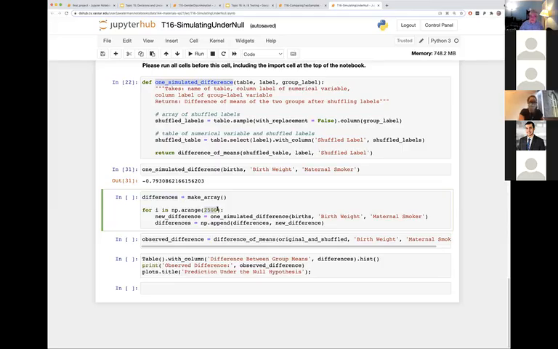This simulation takes a long time because we're creating a new table for every simulation, and we're doing the random shuffling. And then we're just going to call our simulate one difference function to generate our new statistic. We're going to save that as new difference, and then append that to our differences array. So by the end of this, we will have an array of 2,500 elements, each one a trial. And this is going to take a while.